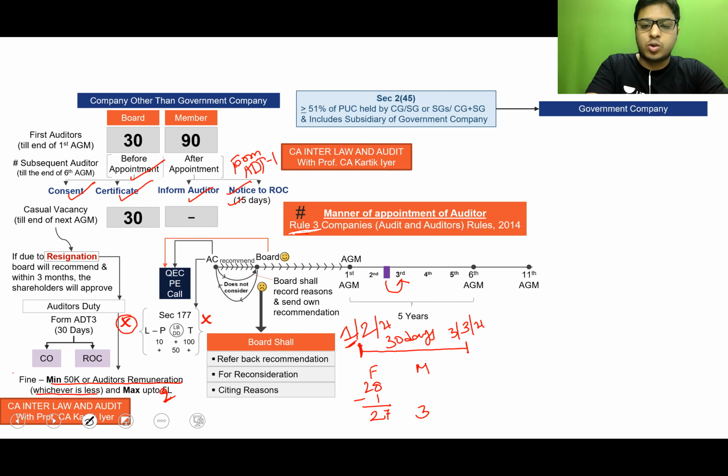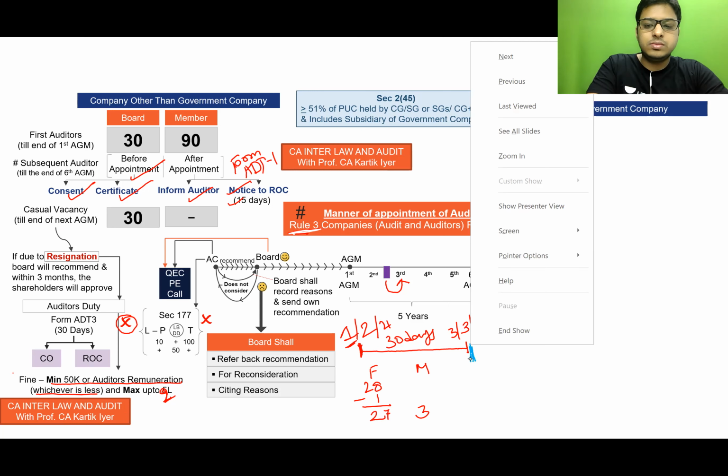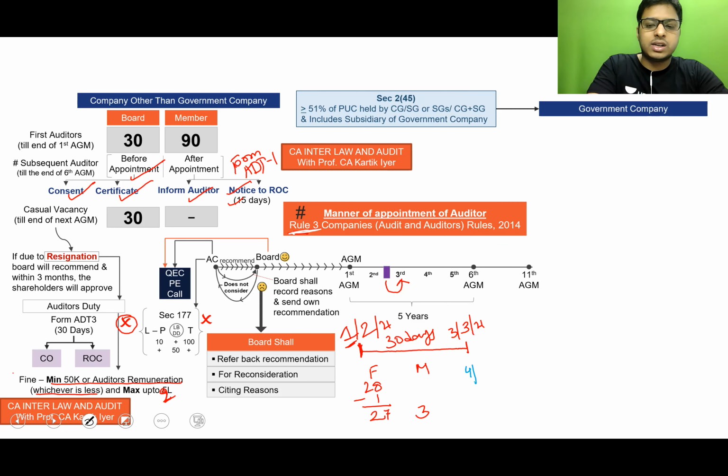But if the auditor does not do this, then on the immediate next day, 4th of March, the auditor will be levied a penalty. Penalty will be how much? 50,000 or the auditor's remuneration for the audit work, whichever is less. Let's say the auditor was getting a remuneration of 70,000. So 50,000 or 70,000, whichever is less. The answer is 50,000. So the auditor has to pay 50,000 compulsorily.